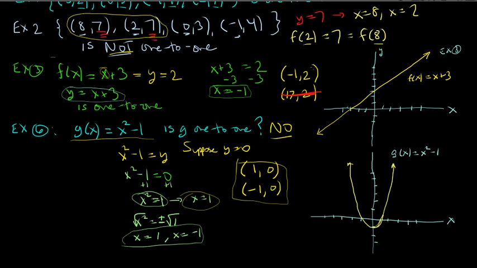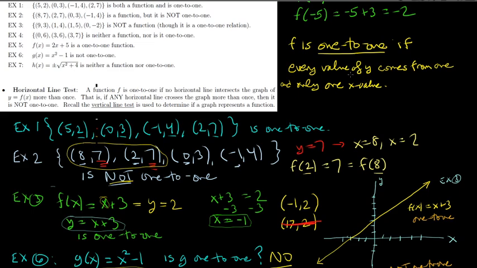So remember, this one here was 1 to 1, and then down here g of x was not. So this is 1 to 1, and this was not 1 to 1. And so remember what 1 to 1 means.